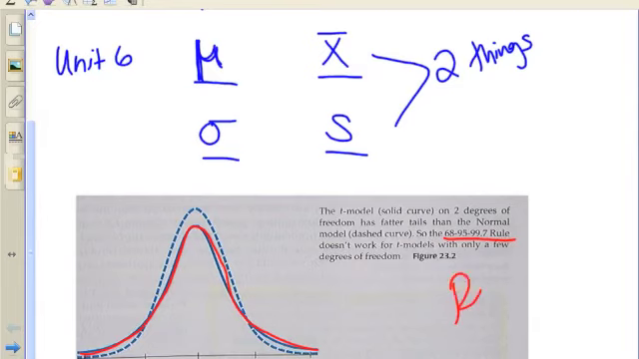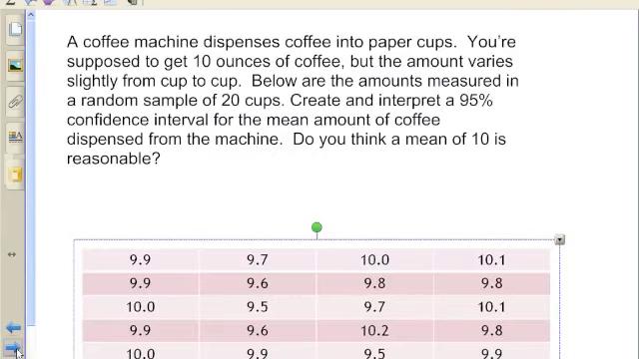Please read your book about the t-model. Great story in there about the man who discovered the t-distribution. He worked making beer. Good story. You should read it. All right, so other than that, things work pretty much the same.